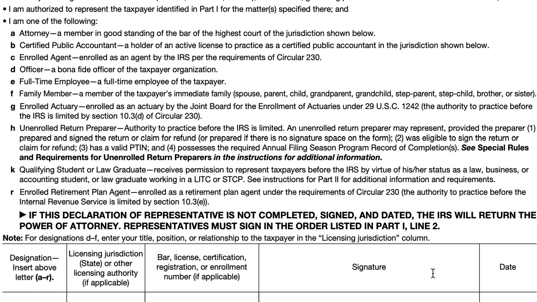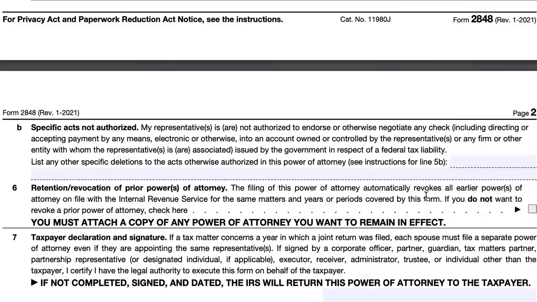So for any of those designations, that person will enter their designation A through R, the licensing jurisdiction if they are regulated by a state, for example, the State Bar Association or the Board of Accountancy. If they're an enrolled agent, they'll simply list the IRS. They will put their enrollment number if it applies. They'll sign it, and then they will date this form. That is all that there is for this form.